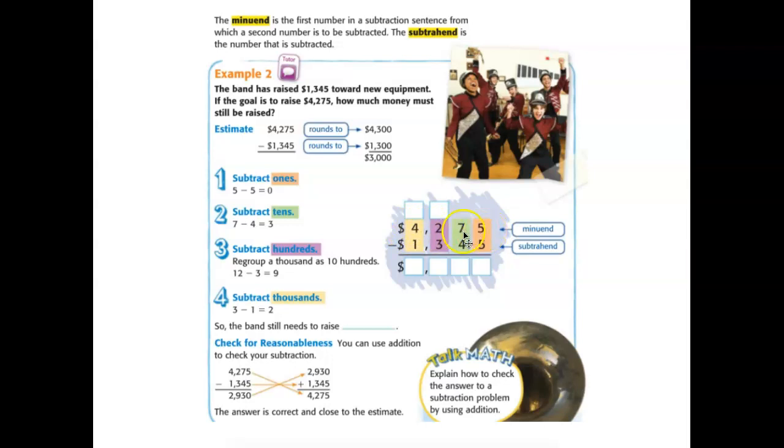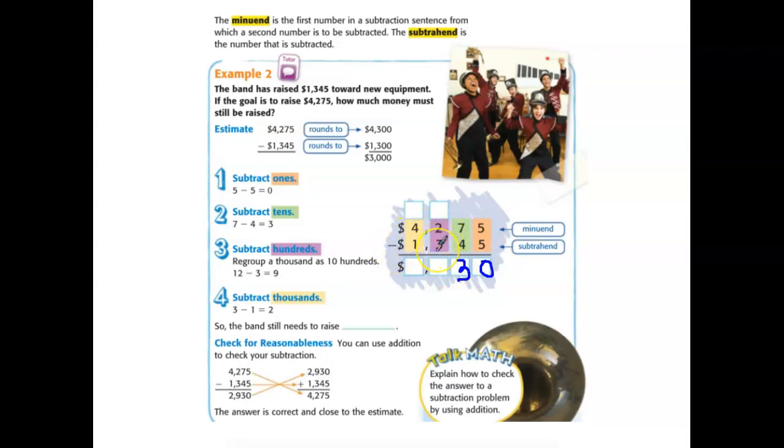4,275 minus 1,345. Again, boys and girls, making sure you're neat and you line up your place values. All right, so let's start with our ones. Well, 5 minus 5, that's 0. That's easy. 7 minus 4 is 3. So far, pretty easy, right? We haven't had to regroup anything. Here's where it's going to get difficult.